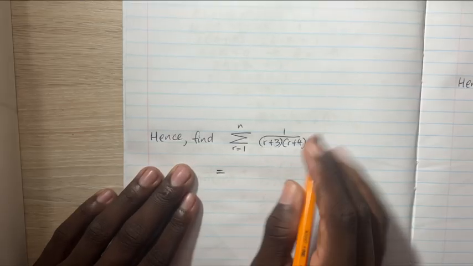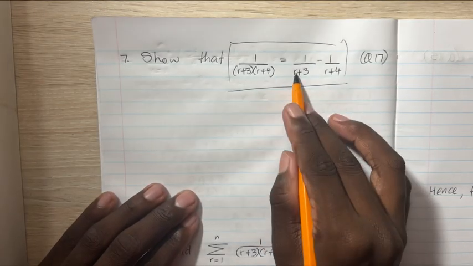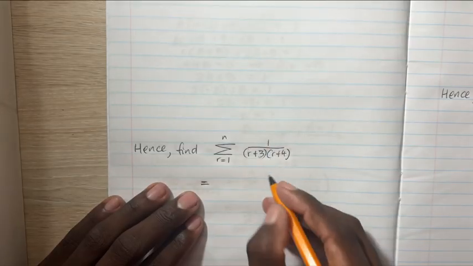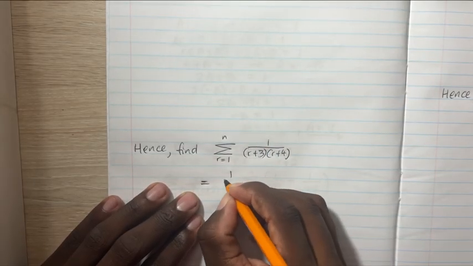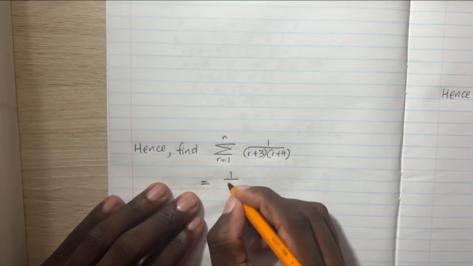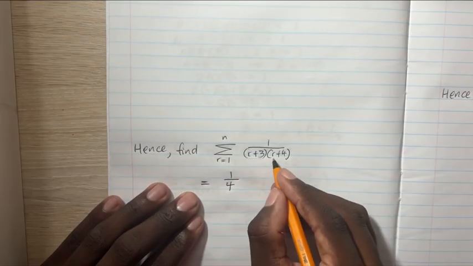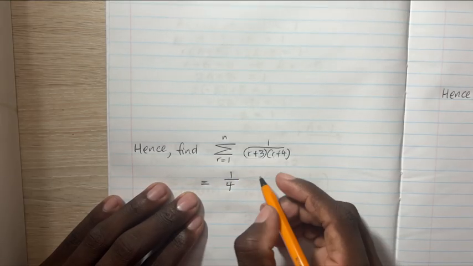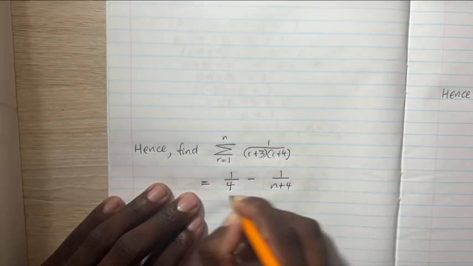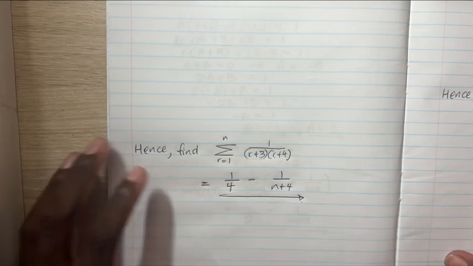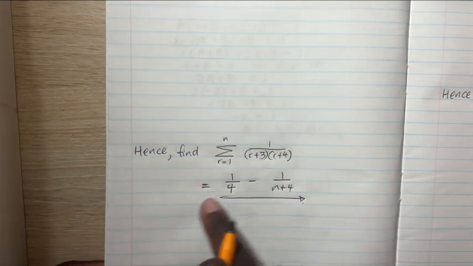So the first one, since we know the partial fractions are like this, you put 1 on the smaller one. It's going to be 1 over 4. You put n on the larger one. It's going to be 1 over n plus 4. That should be your final answer. You guys do it and find this answer.